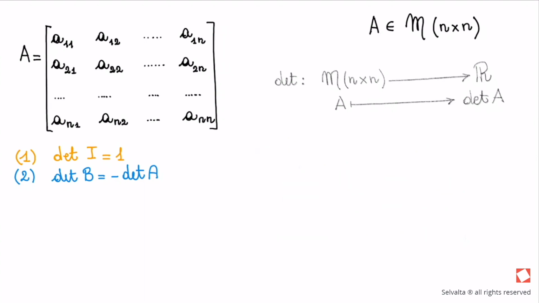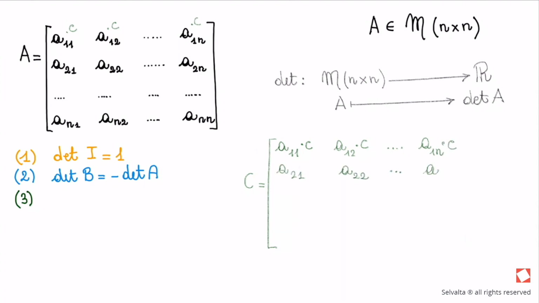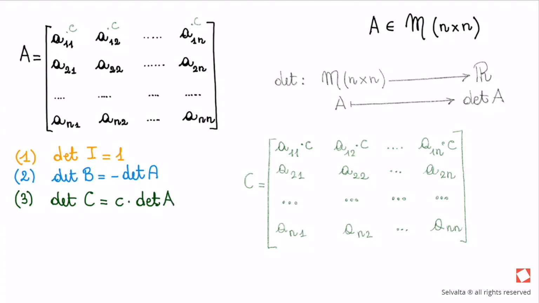The third property of the axiomatic approach concerns a matrix where one row, for instance the first, is obtained multiplying the elements of A by the same coefficient c. Let's introduce the matrix C, where the first row is equal to the entries of A multiplied by c, and the other rows are identical to the corresponding entries in the matrix A. Well, then the determinant of the matrix C is equal to the coefficient multiplying the determinant of A.